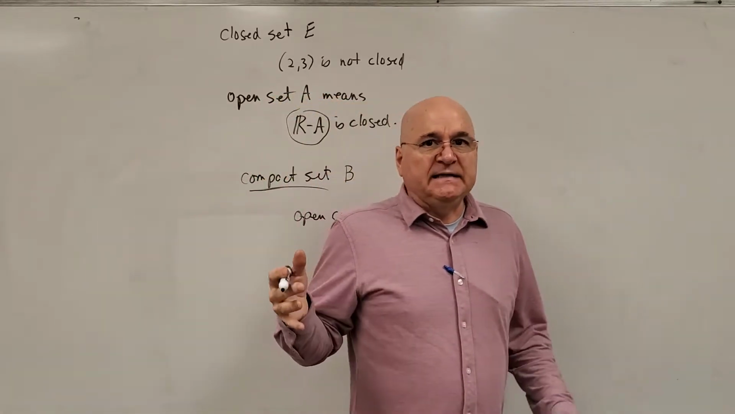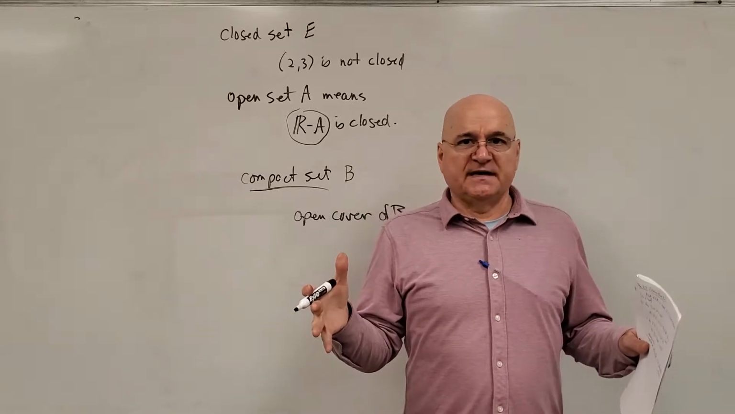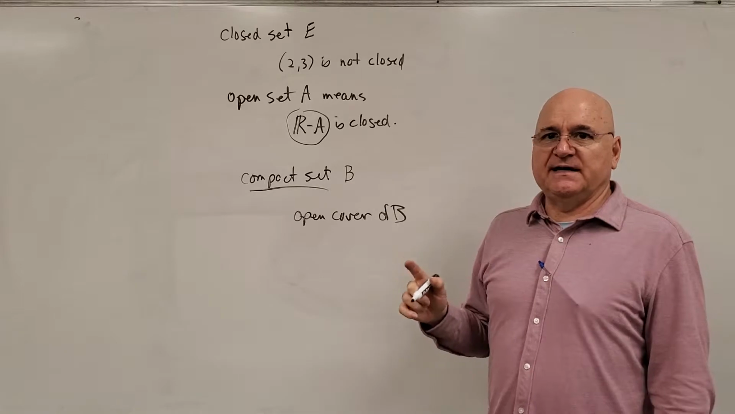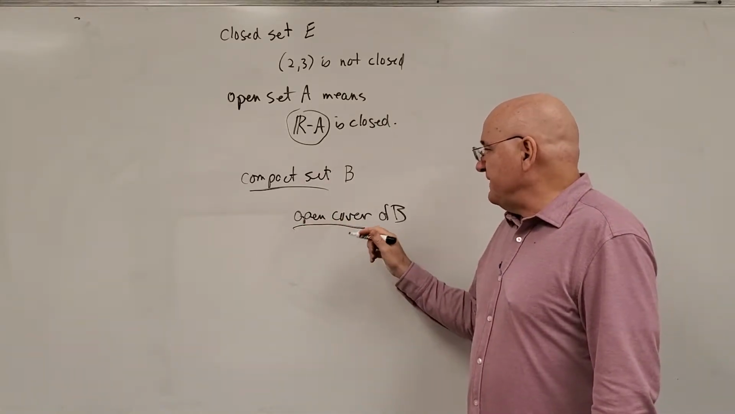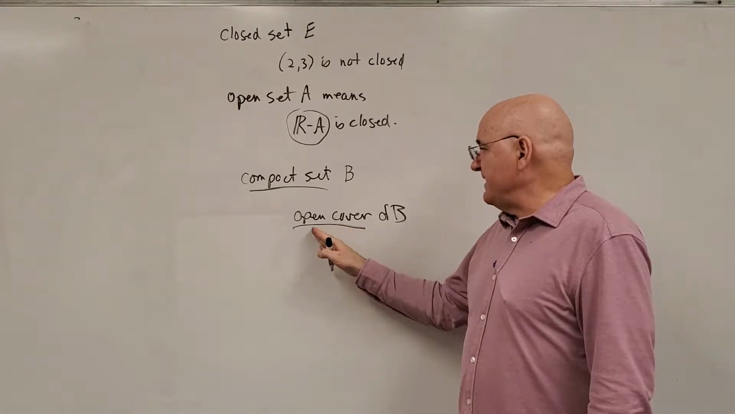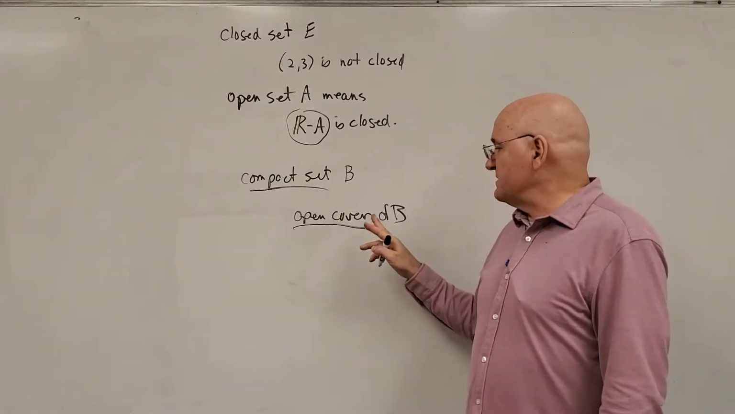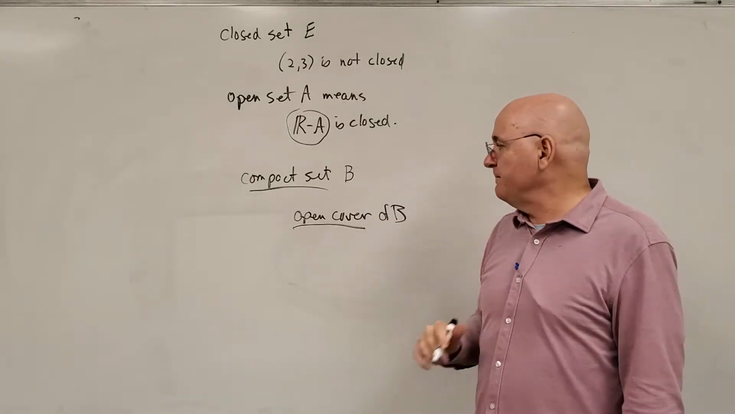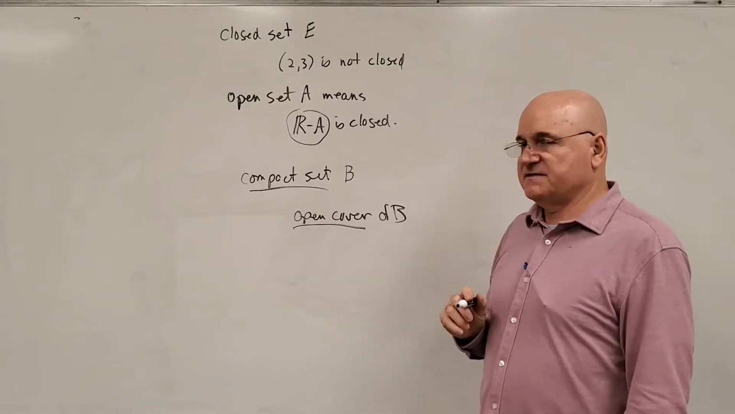Now, as we've seen, there could be an uncountable number of open sets, or a countable number. But if for every collection of open sets, every open cover, you can take a finite number of the sets in there, guaranteed, and have it still cover B, if you can find such a finite subcover from every open cover, then you have a compact set.